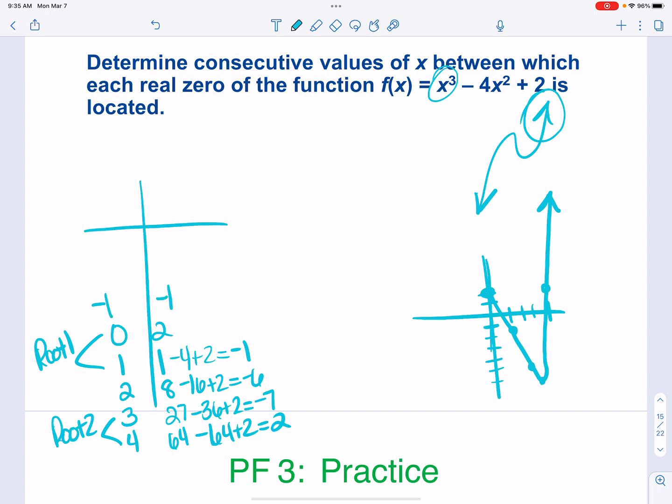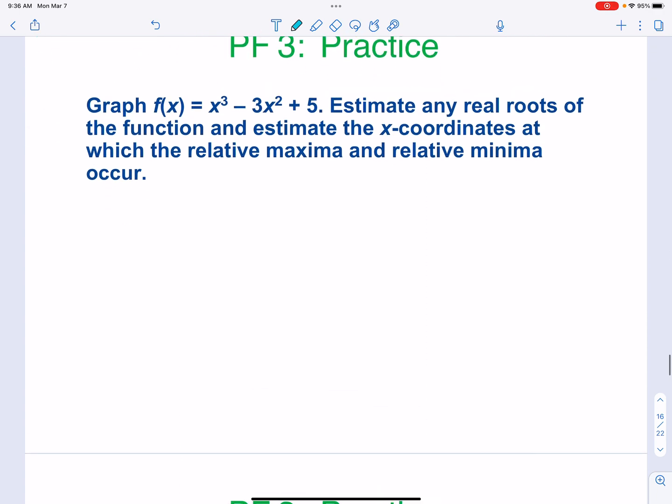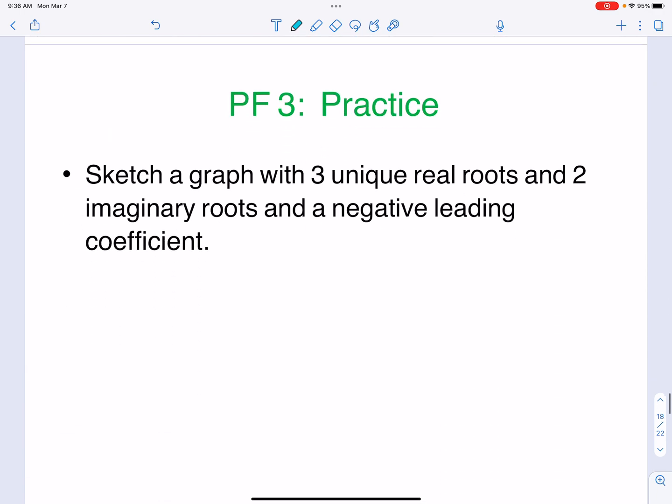Negative 1, that would be a negative 1 minus 4 plus 2. So that's a negative 3. I just found my other one. 1, 2, 3. And that's all of them. I can quit because I'm looking for 3 roots. So I have a root between negative 1 and 0, a root between 0 and 1, and a root between 3 and 4.